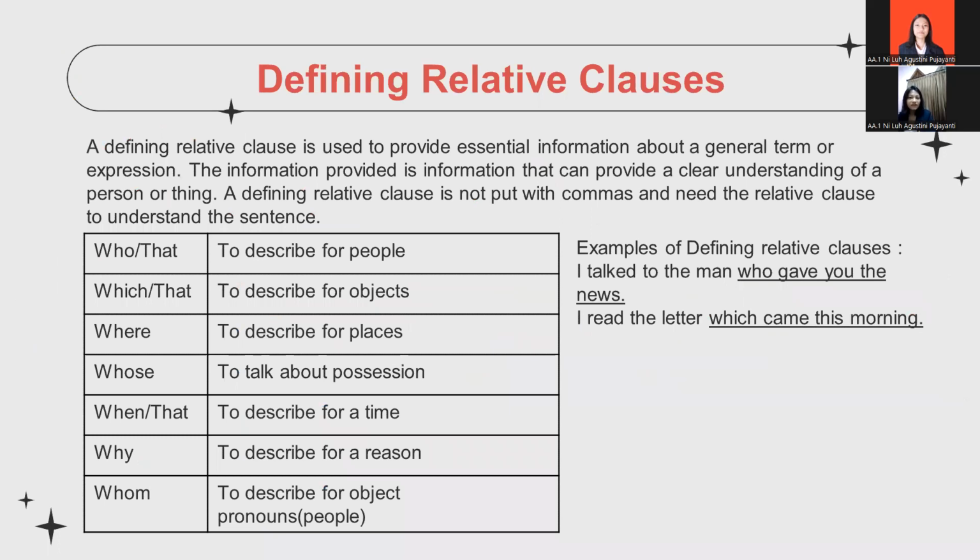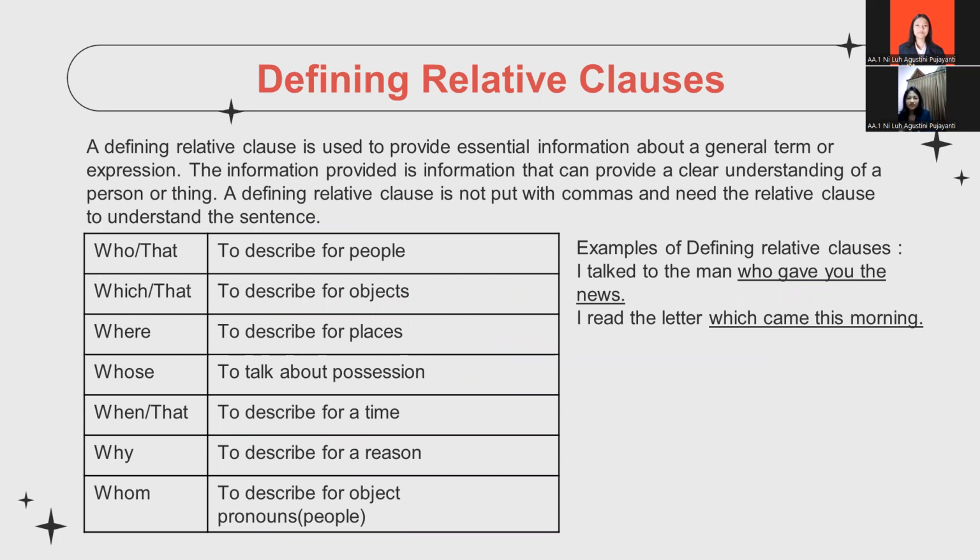A defining relative clause is used to provide essential information about a general term or expression. The information provided is information that can provide a clear understanding of a person or thing. A defining relative clause is not put in commas, and we need the relative clause to understand the sentence.